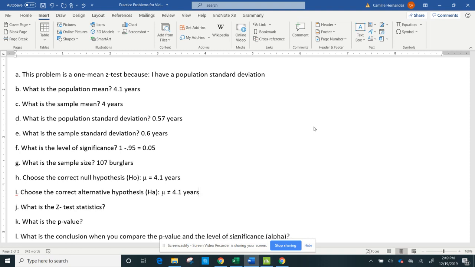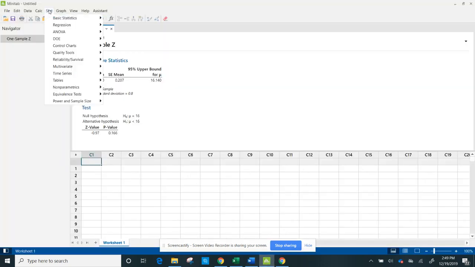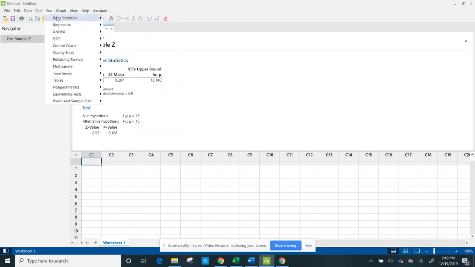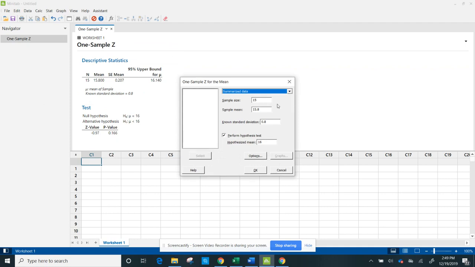Well, I need to go add that to Minitab. So I'm going to open up Minitab. And again, I'm going to go to Stat, Basic Statistics, one sample z. I've got summarized data. Okay, so my sample size was 107. My sample mean was 4. My population standard deviation was 0.57. My hypothesized mean was 4.1.